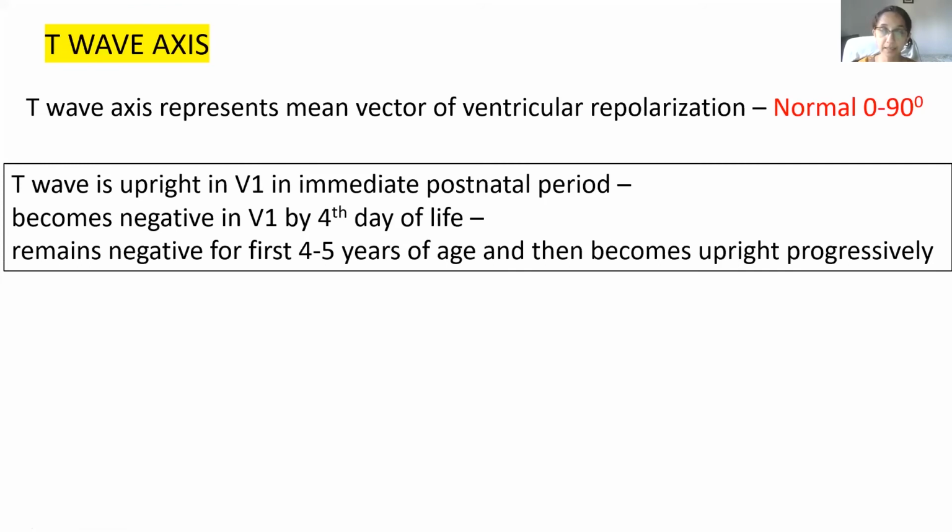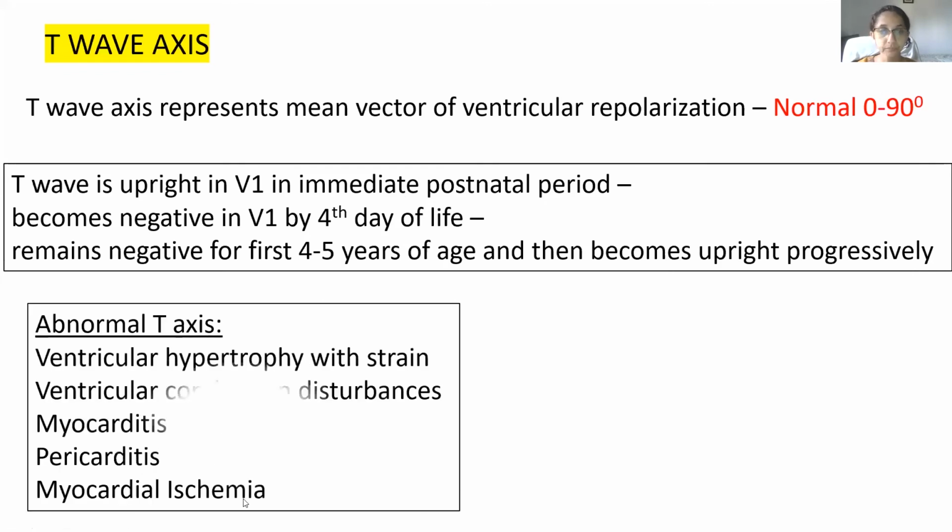It becomes negative from the 4th day and remains negative till a few years. Here I have written 4-5 years of age, but usually it is acceptable till 8 years of age. After 8 years, it again becomes positive. So in an adult, the T wave is positive. And in children, commonly, it is negative, which is normal. T wave axis is determined in the same way like QRS and P wave axis, and normally it is 0 to 90 degrees. But what if my T wave axis is not normal?